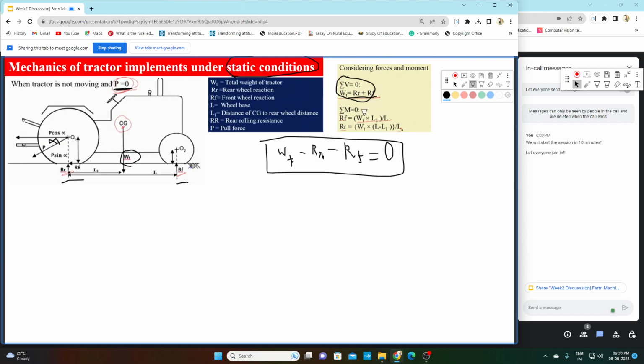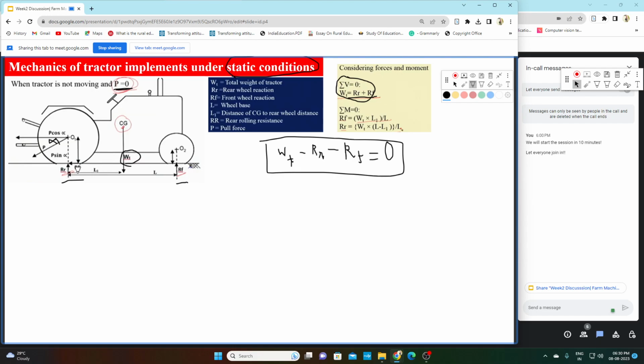Okay, similarly there is an equation for moment. Why is moment there? Because there are forces acting on it. You can think of moment as torque. So what is torque? Torque is R cross F, the distance into force. So what are the three forces we have? We have three forces, WT, RF and RR.